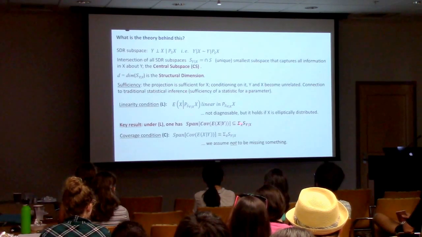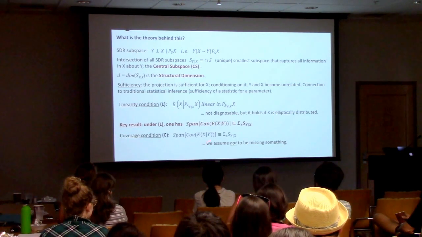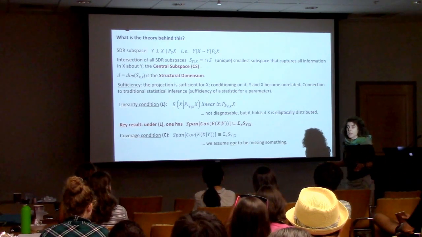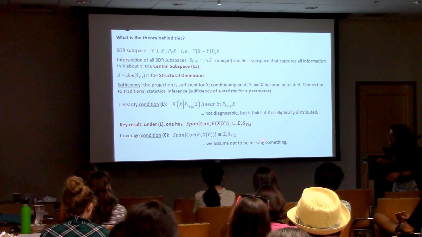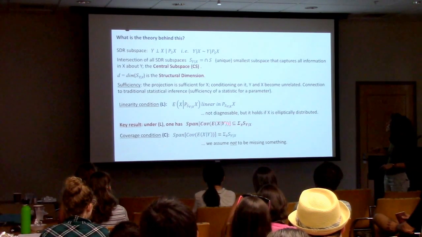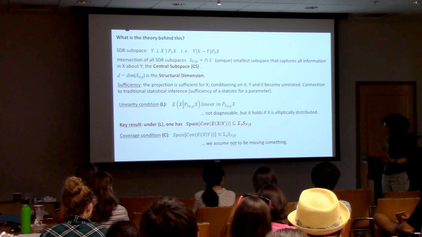Notice that this is inside. You may be missing something. So there is another condition that is usually introduced, which is that you kind of assume away the possibility that you're missing directions. Now, to back this without assumptions on Y given X is a lot harder. But to find directions in the right space, all you need are assumptions on X.